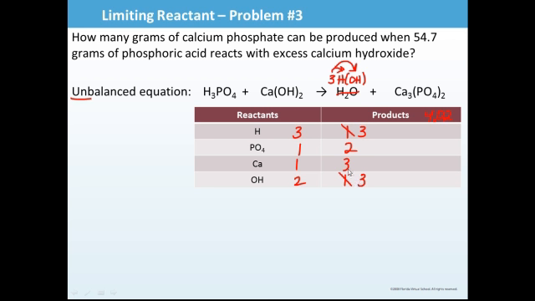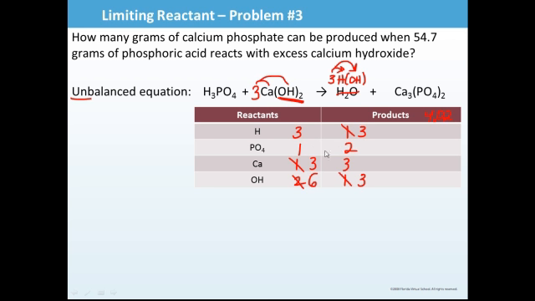I need to have 3 calciums on the left side, so I'm going to put a 3 there. But don't forget that that's going to change the number of calcium and the number of hydroxide. So I'm going to have 3 calciums, and now I'm going to have 6 hydroxides. Because don't forget that that 2 here means that I have 2 hydroxides. So it's 2 of these times 3. So 2 times 3 is 6.